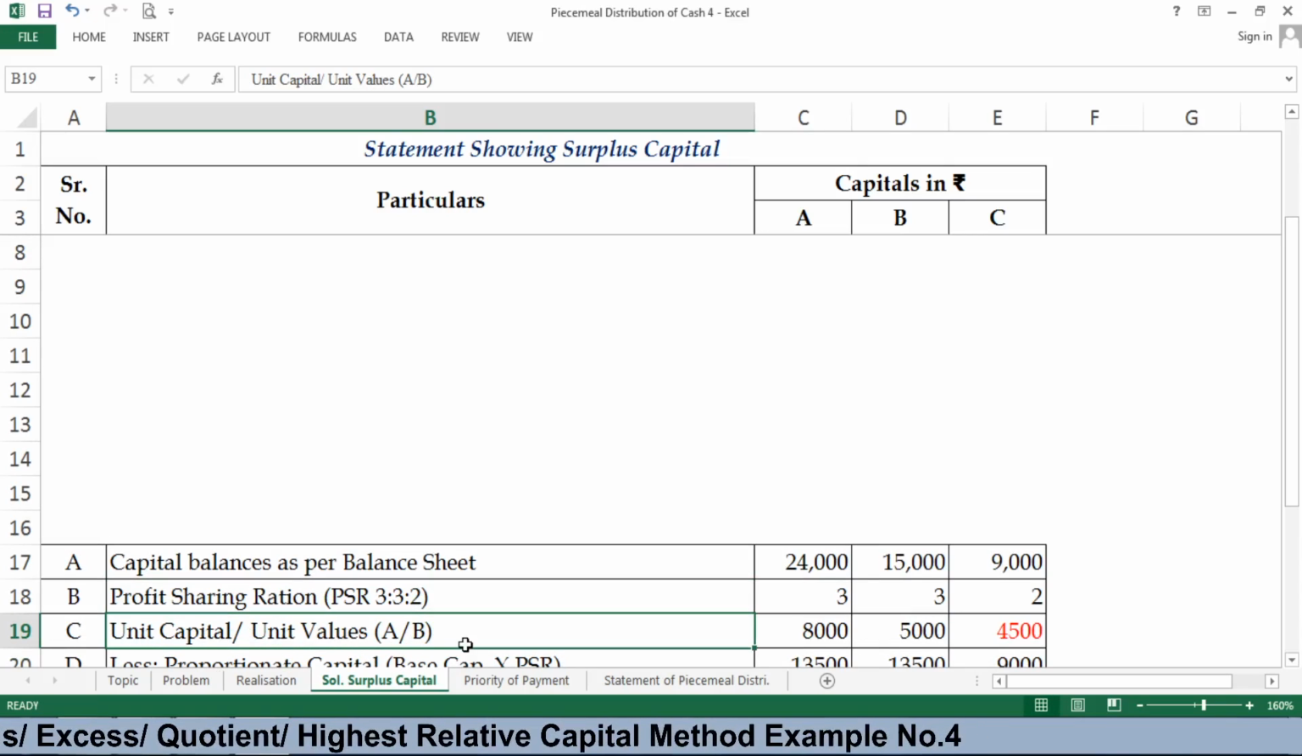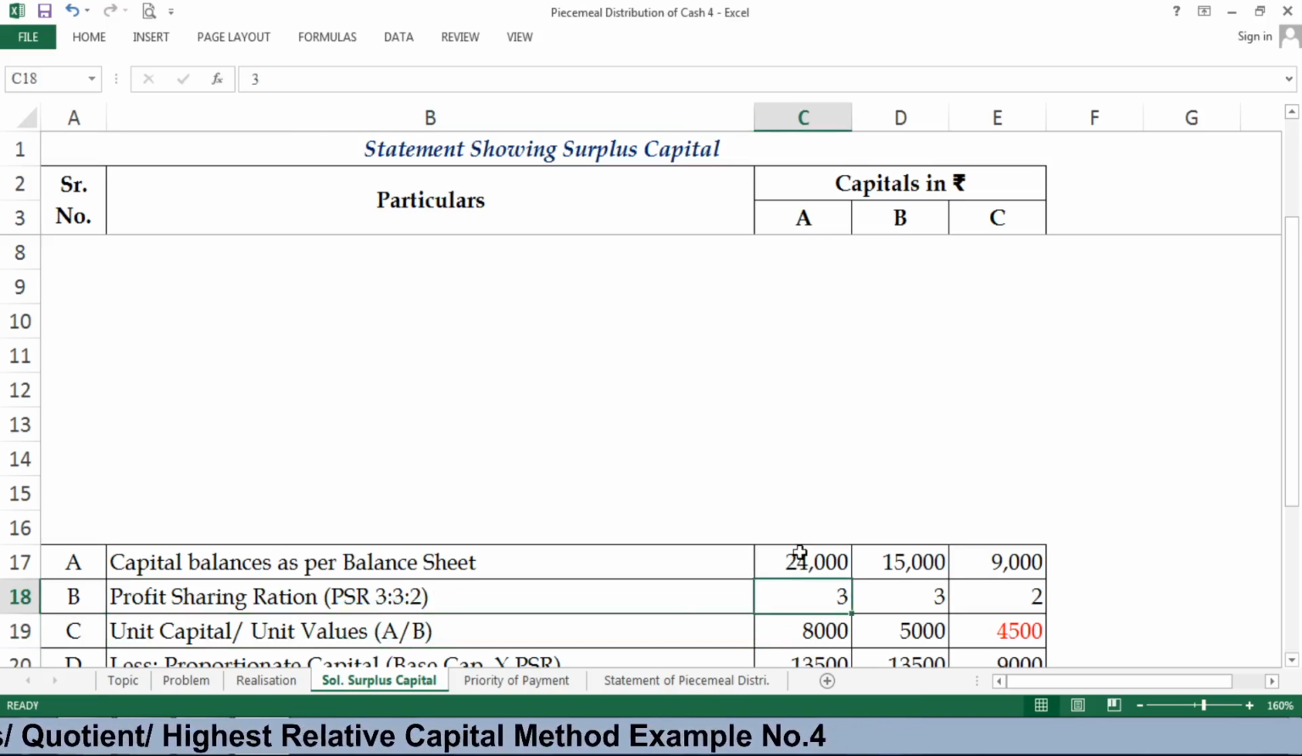After that, we can calculate the unit capital. In an earlier video I already explained that unit capital is an amount for a single unit. That means for 3 shares Mr. A gives rupees 24,000, which simply means for 1 share he gives 8,000. So how do we calculate it? Simply capital divided by profit sharing ratio.